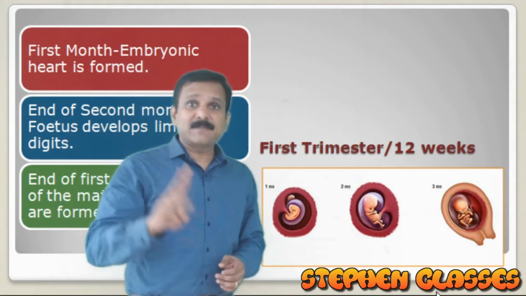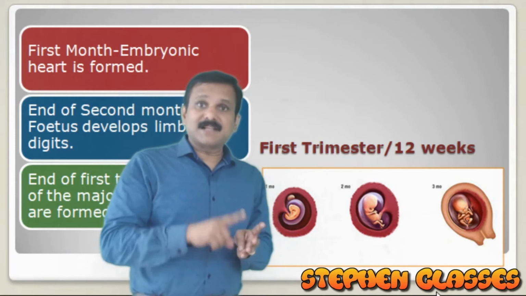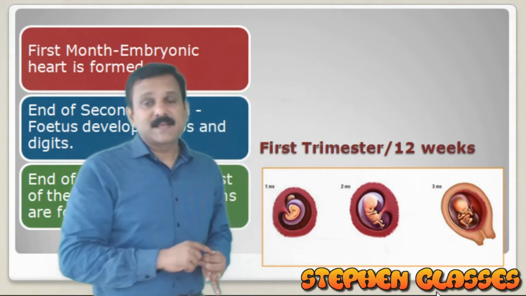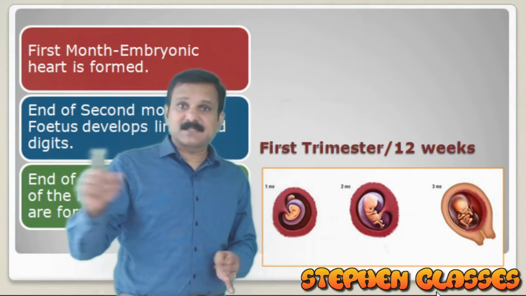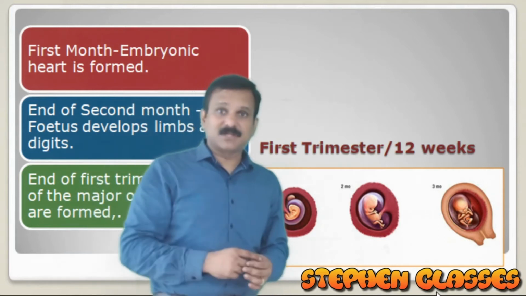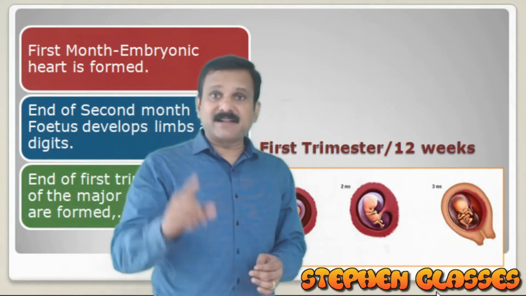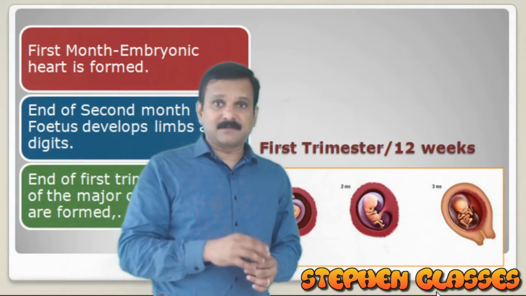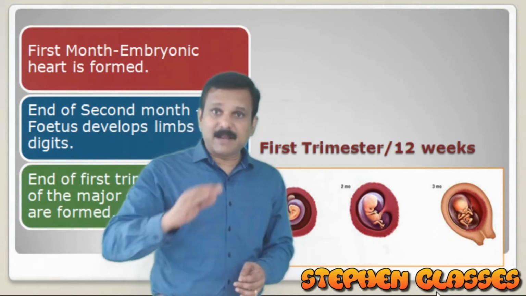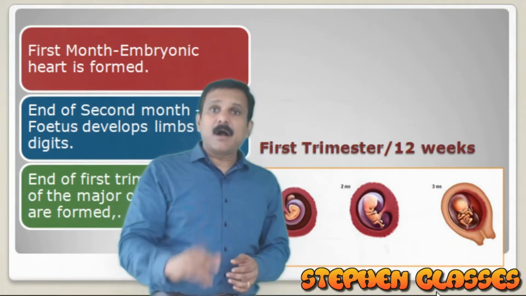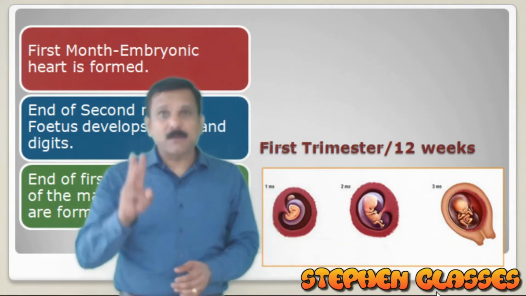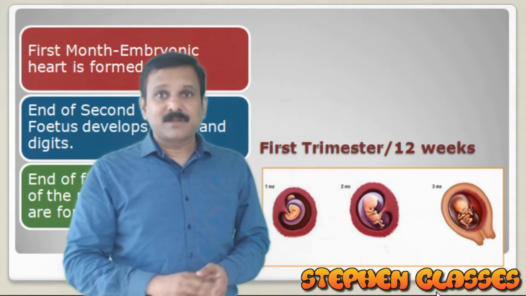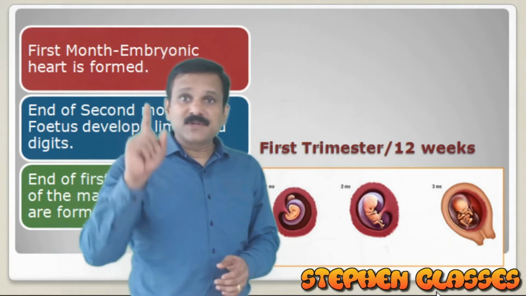So first trimester will be first month, second month and third month. Second trimester, by that we mean 4th, 5th and 6th. And by the third trimester, we mean 7th, 8th and 9th month. Okay, so in the developmental process of fetus or in the gestation, in the case of human being, we have 3 trimesters. In one trimester, there will be 12 weeks.